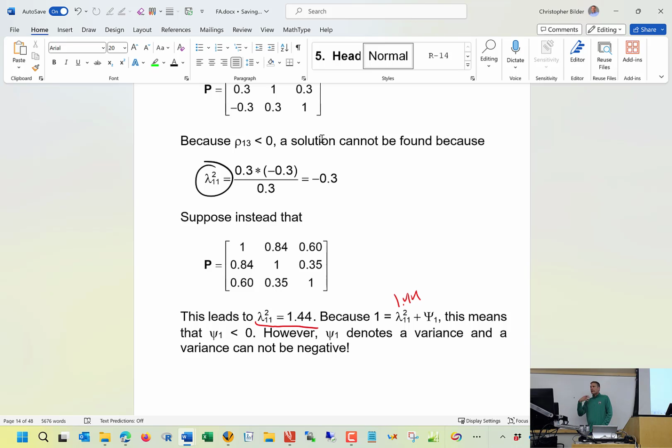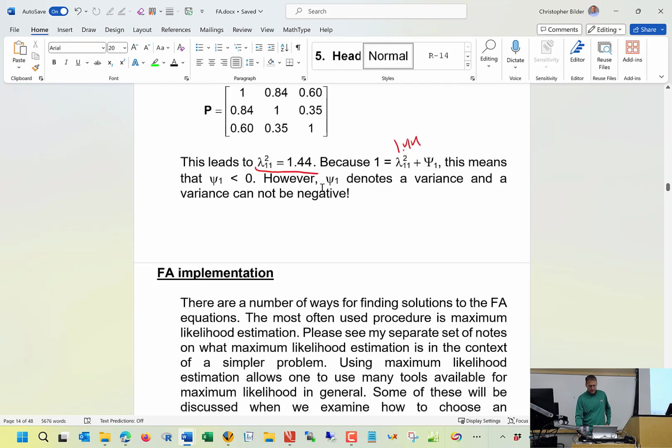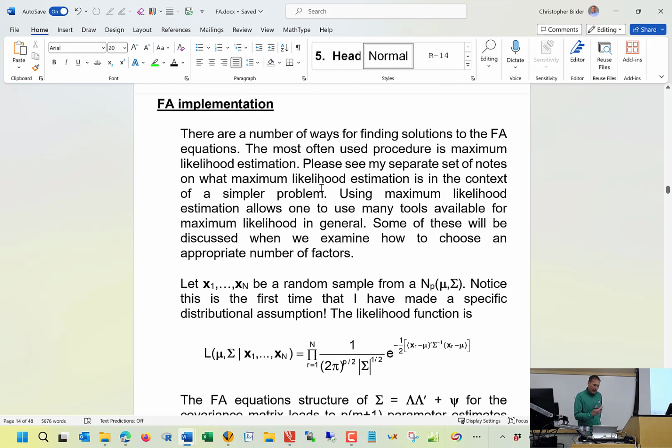Once we get into actually formally doing the estimation, you will sometimes have R tell you, uh-oh, a solution doesn't exist. And it could be for the reasons that I just told you here. So we have to be on the lookout for that. So now we're getting into how do we find these parameter estimates formally?